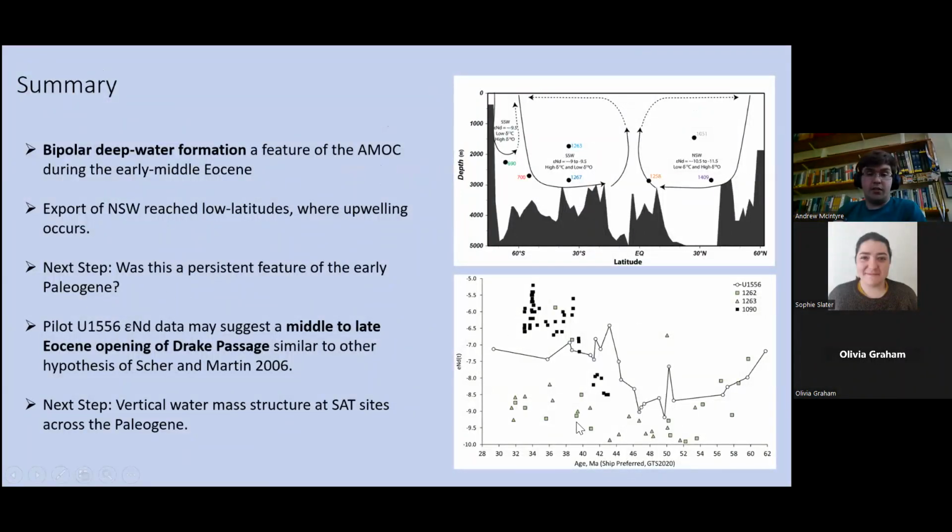And then we're starting to work on the South Atlantic transect samples. We're starting to find maybe some evidence of an early middle to late Eocene opening of Drake Passage, similar to other hypotheses today. So I will finish there, and I'm happy to take any questions. Thanks, everyone.